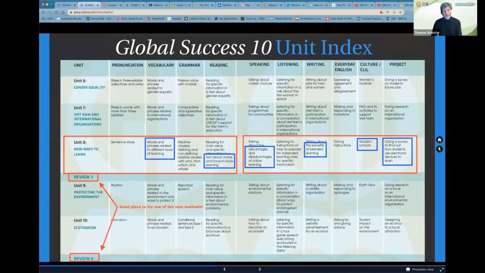And again, in Global Success 10, I could see all the main things with vocabulary, reading, speaking, writing, and the kind of extra real life activities, right? The CLIL stuff. I considered all of that when I chose this as a good unit to try out one of those 4 methods that I just talked about. And I also told you that reviews are another good place to try out. If you want to try out one of these 4 methods and get used to it, reviews are a good place to do that.